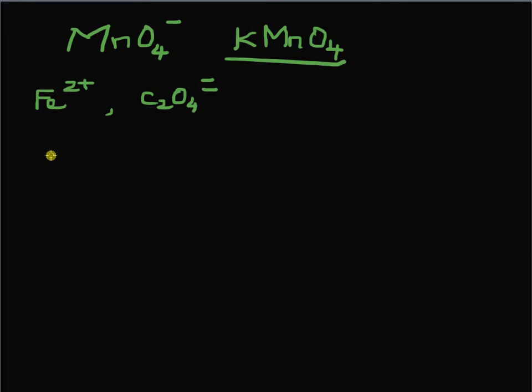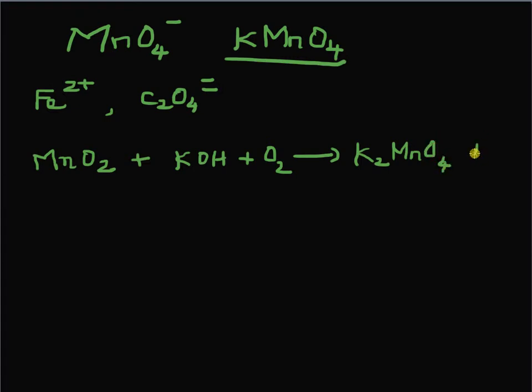Now, coming to the preparation of potassium permanganate, it is prepared by fusing MnO2, which is actually pyrolusite ore. Pyrolusite ore has the formula MnO2. It is fused with potassium hydroxide in the presence of oxygen to give K2MnO4. You know this is potassium manganate. On balancing this equation, you get 2MnO2 plus 4KOH plus O2 giving 2K2MnO4 plus 2H2O.